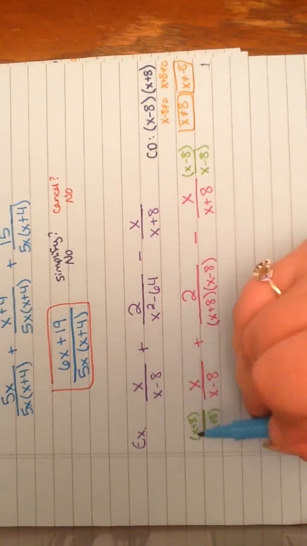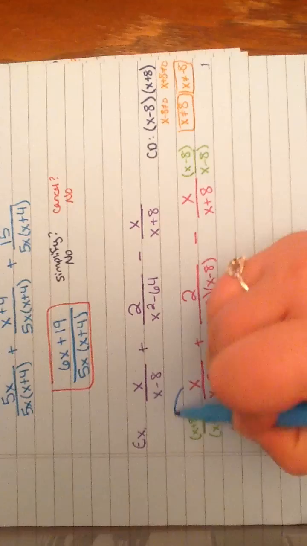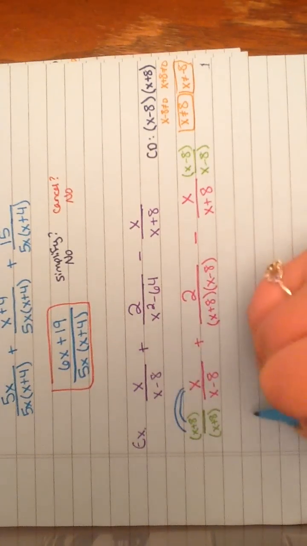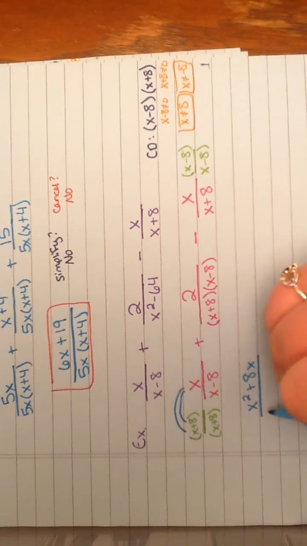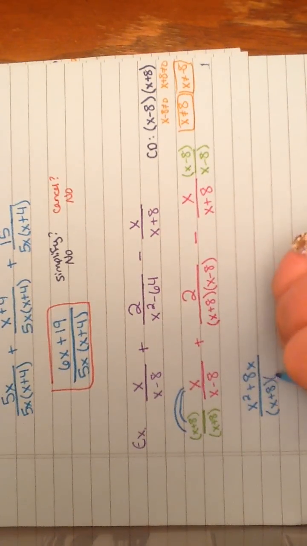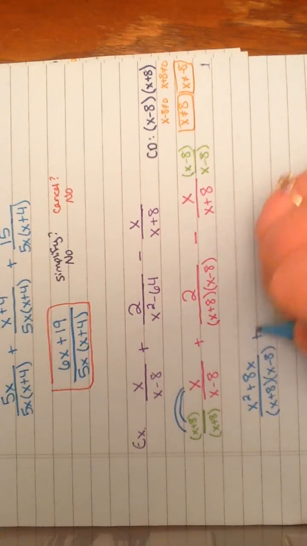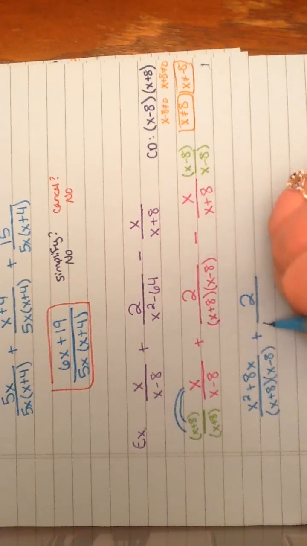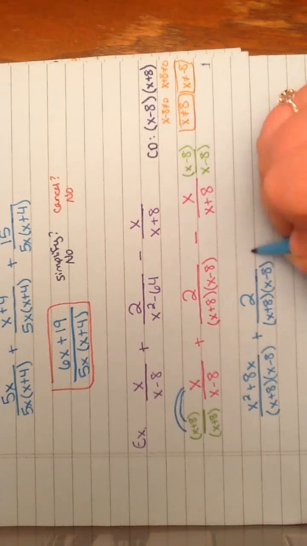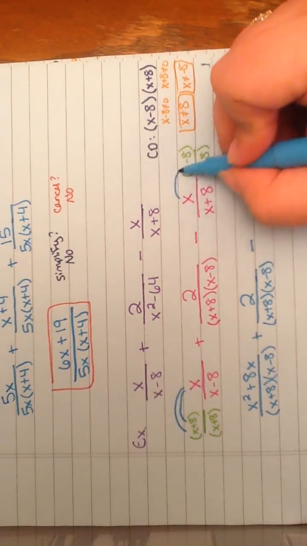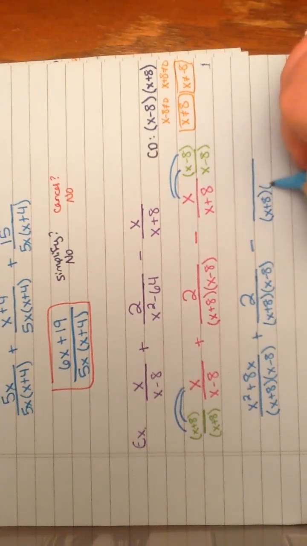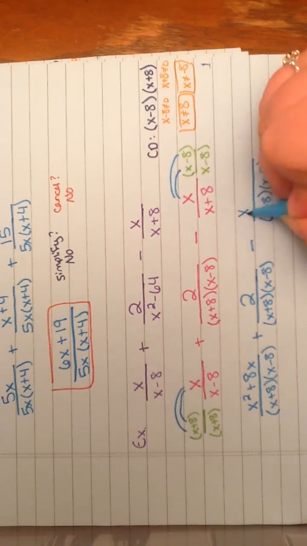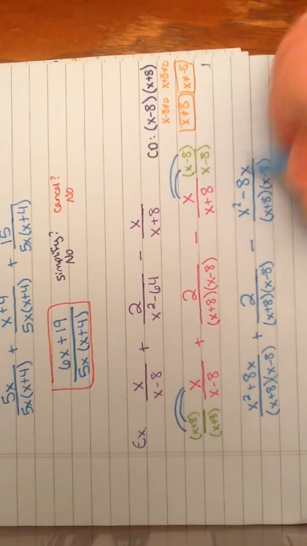So now, this is a FOIL, or a distributing problem. So we do x times x and get x squared. x times 8 is 8x. And it will be over my common denominator, x plus 8, x minus 8. This middle fraction doesn't change at all because it wasn't missing any pieces, so we just bring it down. And this last fraction, we distribute in the numerator, keep the denominator the same, because that's my common one. So that's going to be x squared minus 8x.